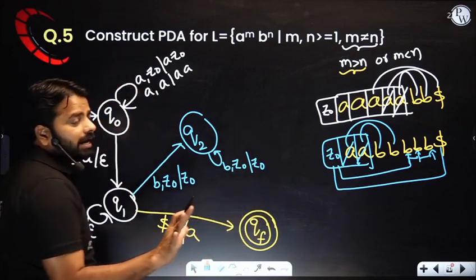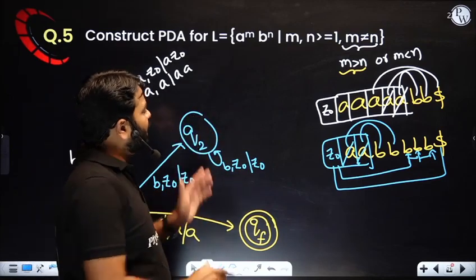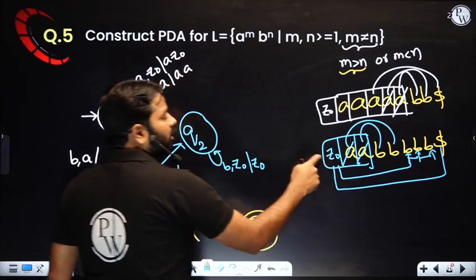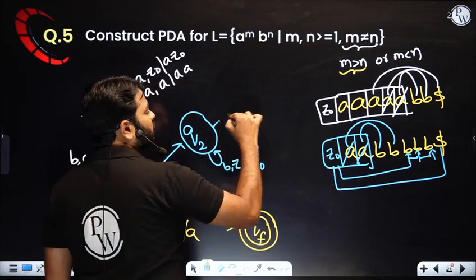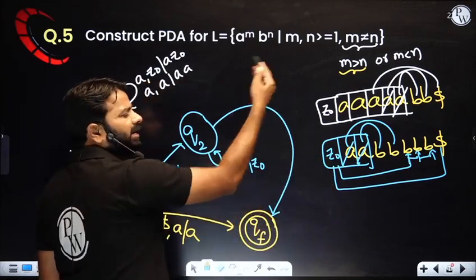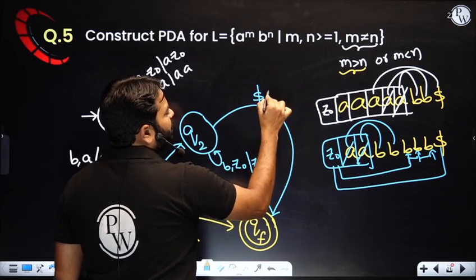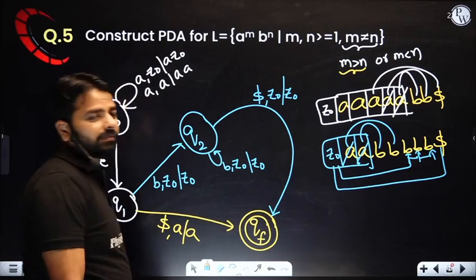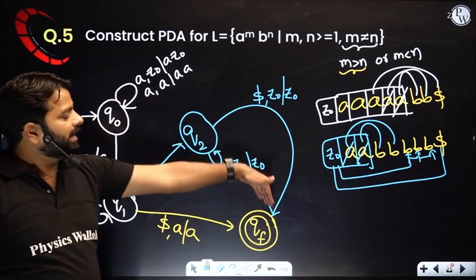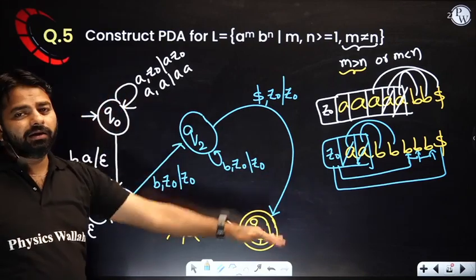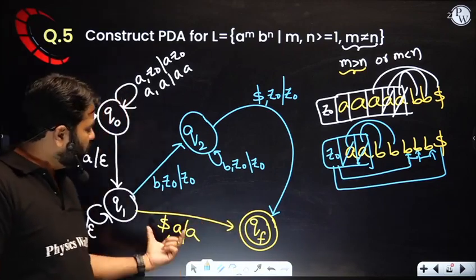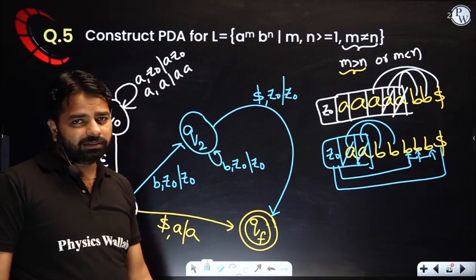Don't do anything on the stack. Just ensure only B's are there. And really when dollar comes, then top of the stack should be Z0. So here you can go to final. No need to create another final, okay? Dollar comma Z0. If you don't want to make the empty stack, just keep Z0. That's it. And this path will guarantee more B's. This path will guarantee more A's.